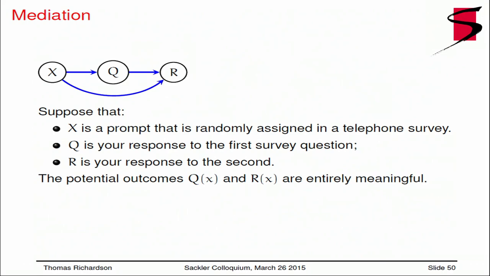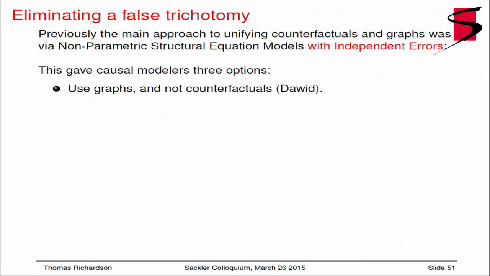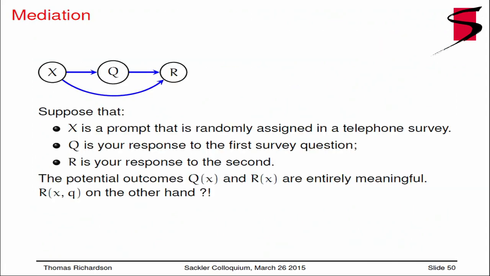Here's another example, again, to show why substantive researchers resist talking about intervening on everything. Suppose I have this setup. X is a random prompt on a telephone survey, whether you get read one paragraph or another paragraph. Q is your response to the first survey question. R is the subject's response to the second survey question. The potential outcomes Q of X and R of X are entirely meaningful. That's how you respond based on whether you get read the first paragraph or the second paragraph. What about R of X, Q? Oh, that's your outcome if we read you one of the paragraphs and then intervened on your brain to make you respond in a certain way to the first question. Okay?